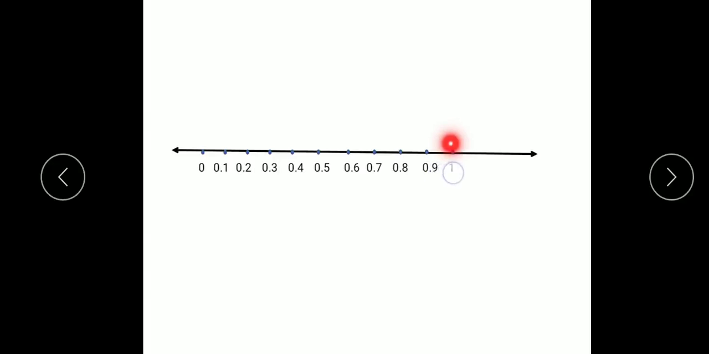0.9999, it will be even closer to 1. So, there will be hardly any gap left between 0.99999 if you go on forever. That means that the non-terminating recurring decimal 0.99999 will be almost equal to the integer 1. So, there is no surprise here that 0.99999, a non-terminating recurring decimal, is equal to an integer 1.